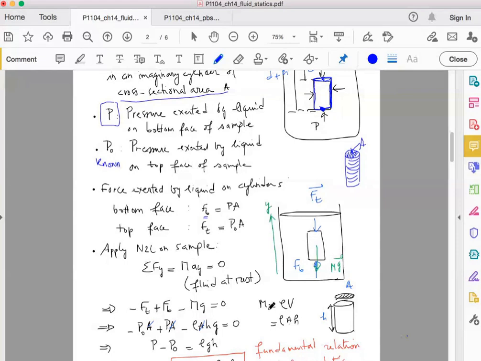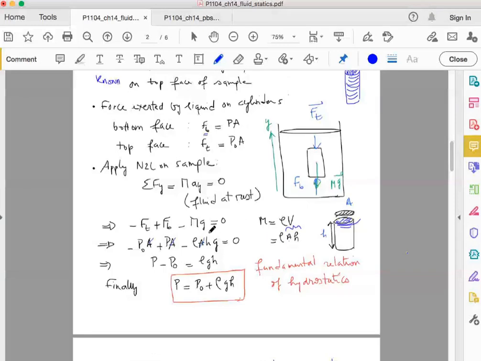So if we write m as rho times V, the volume of the cylinder is given by the cross-sectional area, which is this area, multiplied h times. So the volume is nothing else than A times h, the cross-sectional area multiplied by the height. We can now simplify A in all terms, because it appears in every term. We end up with P minus P0 is equal to rho times g times h.